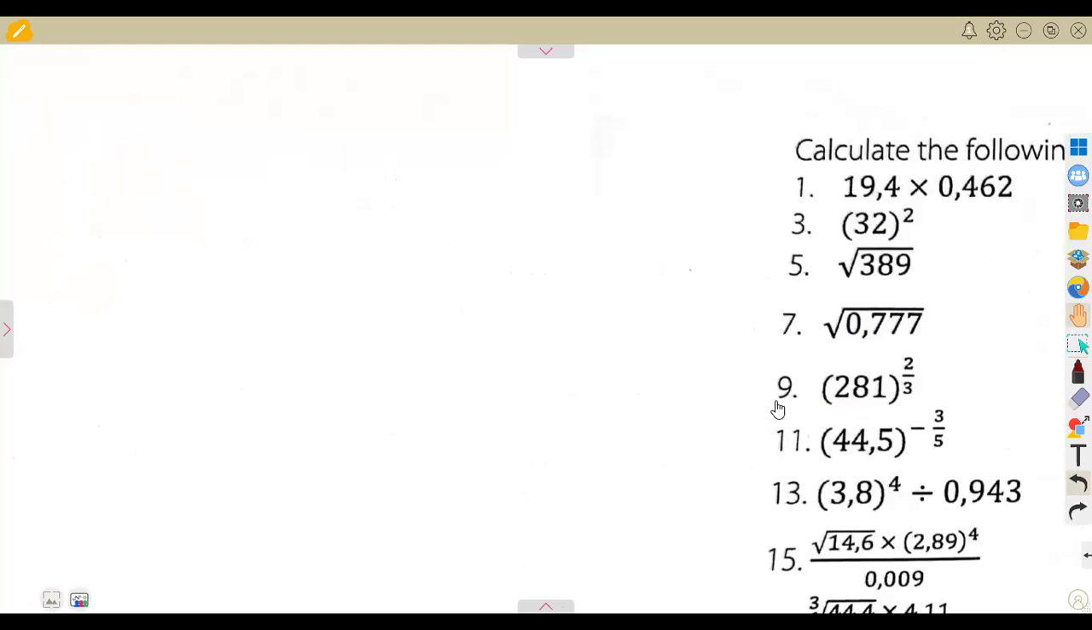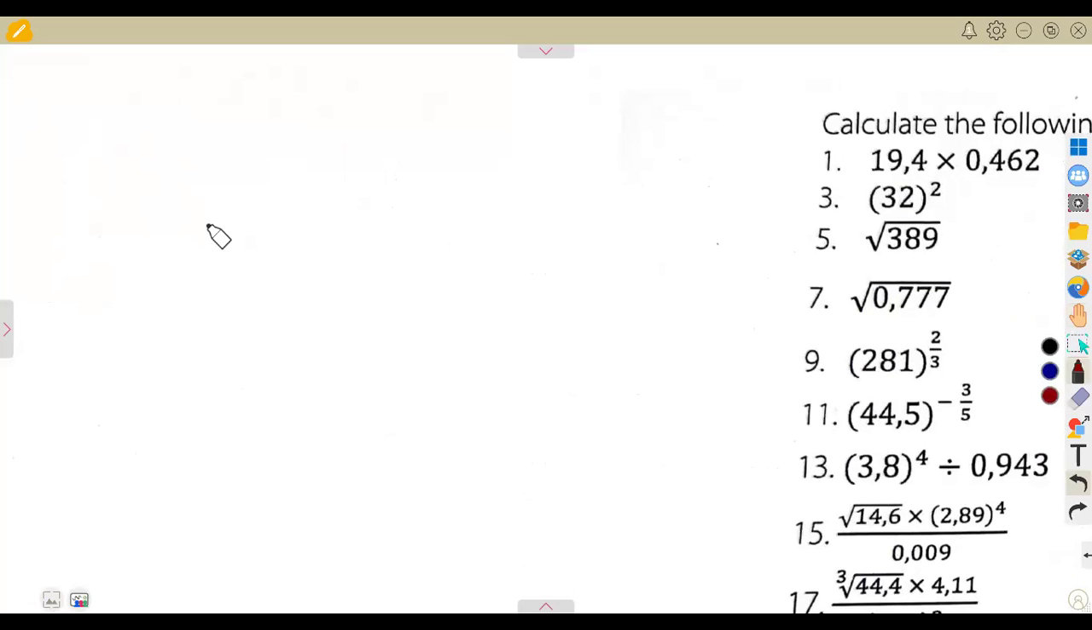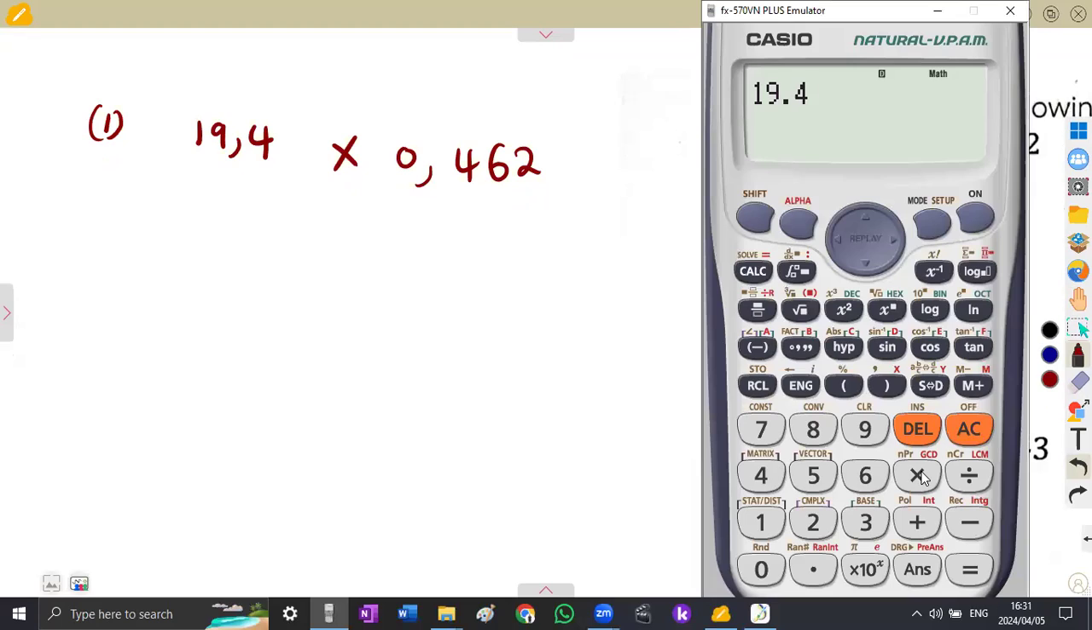So you are given the product of two numbers. They want you to multiply these two numbers as we are given on number one. 19,4 multiplied by 0,462. You are required to multiply this, which you could have just multiplied directly on your calculator. As we have our calculator, we can multiply these two numbers, 19,4 multiplied by 0,462.